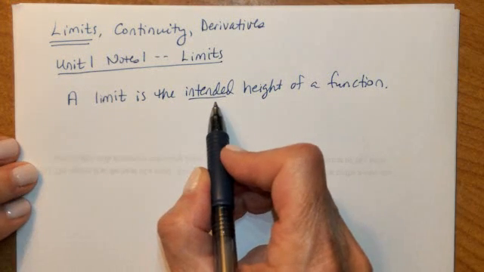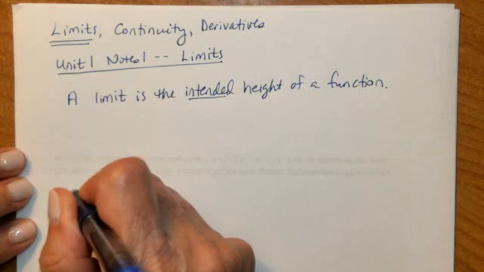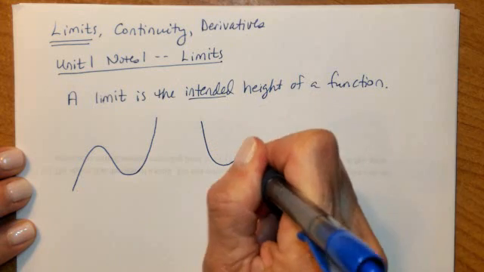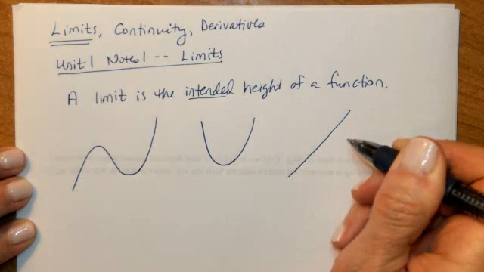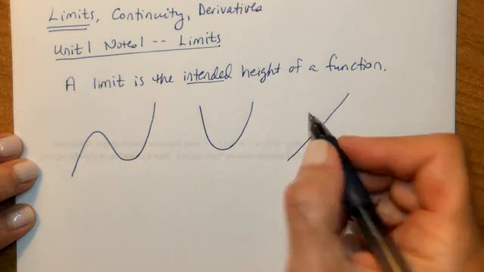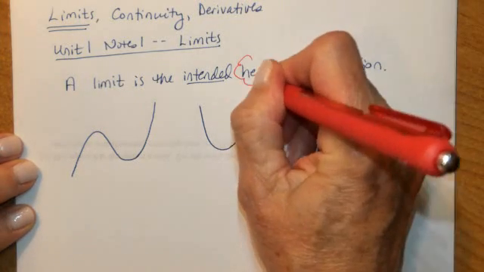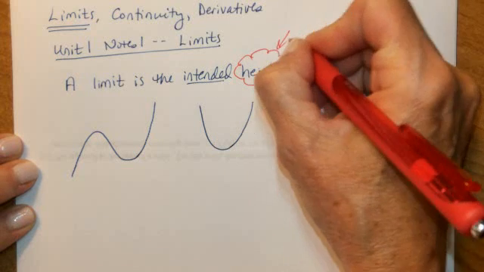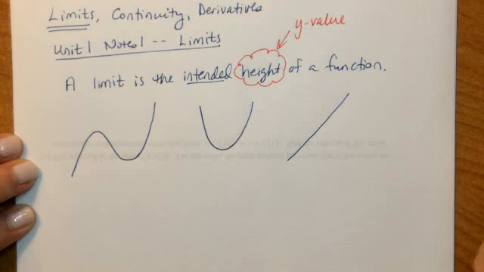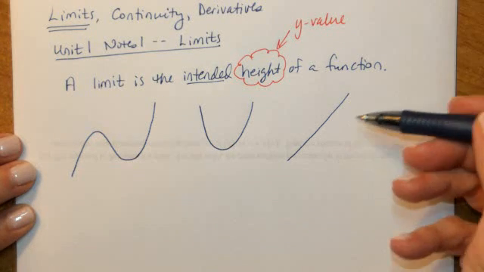And that might sound a little confusing. We've dealt with a lot of functions in our time. We've dealt with some cubic functions, some parabolas, some lines. These are all different functions. And the height of a function is just its y value. So a limit is the intended y value or height of a function.